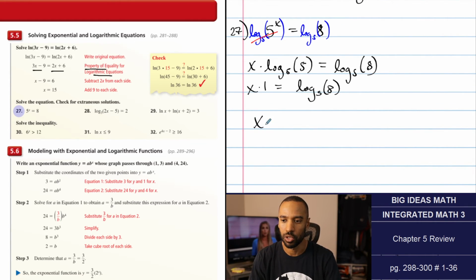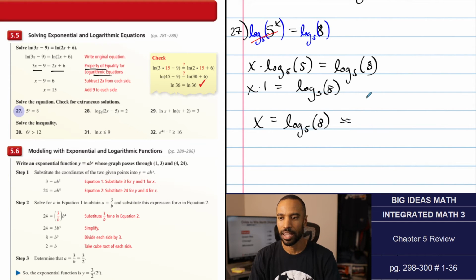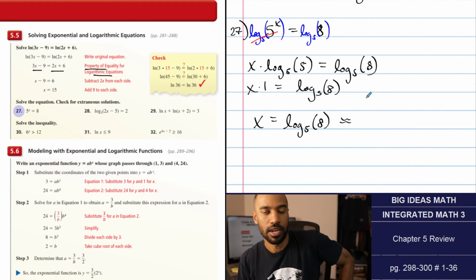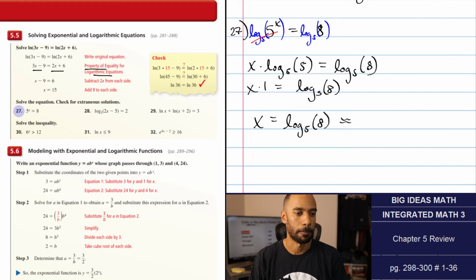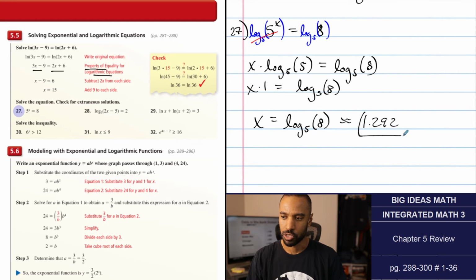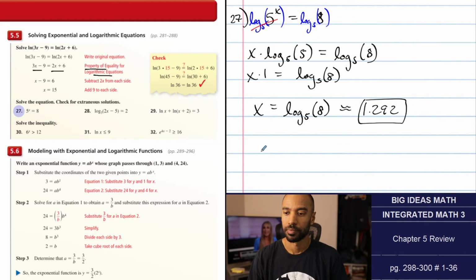So x equals the log base 5 of 8. That's the exact answer. Of course, we probably want to approximate this one. In doing so, we're going to do the log of 8 over the log of 5, as we saw previously. So a number between 1 and 2 is expected. And we get about 1.292. And there's the solution for x. That answers the question, 5 to what power is 8? There it is.